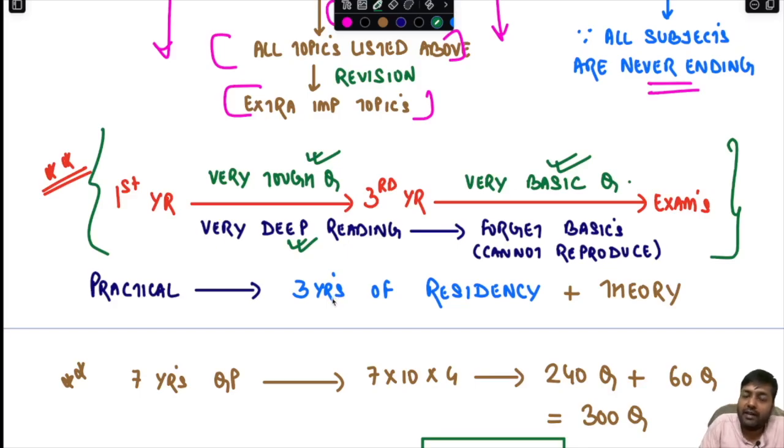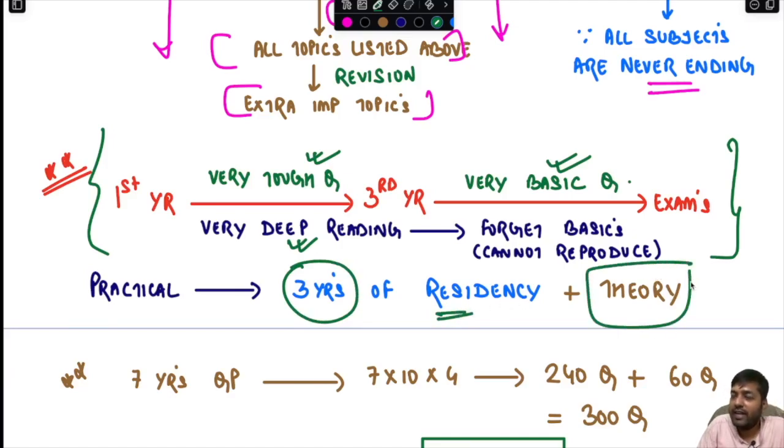And for the practical exams, remember, whatever you have done in the 3 years of residency is going to be judged, plus whatever you are reading in theory. But mainly what you have done in the last 3 years of residency is judged in your practicals.